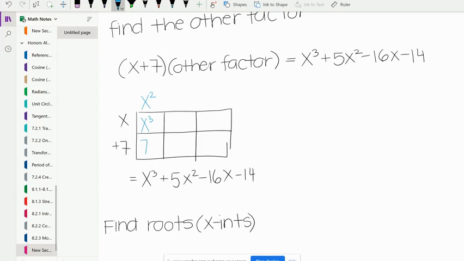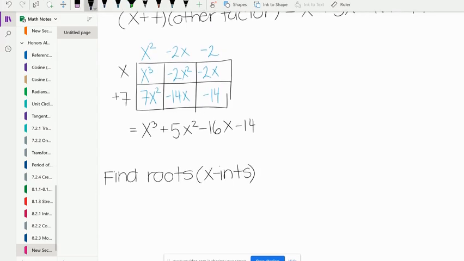X squared times 7 is 7x squared. We know that it has to be 5x squared, so this must be negative 2x squared. So x times negative 2x would give us negative 2x squared. Negative 2x times 7 would give us negative 14x. But we know the answer is negative 16x, so this must be a negative 2x. X times negative 2 is negative 2x, and negative 2 times 7 is negative 14, which matches up. So that means that the other factor would be x squared minus 2x minus 2.